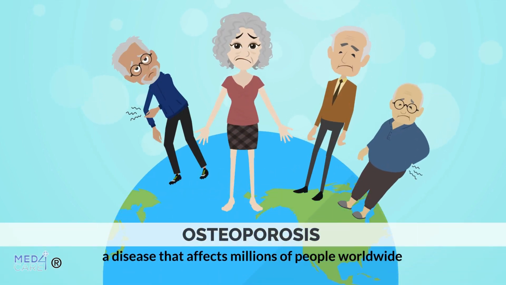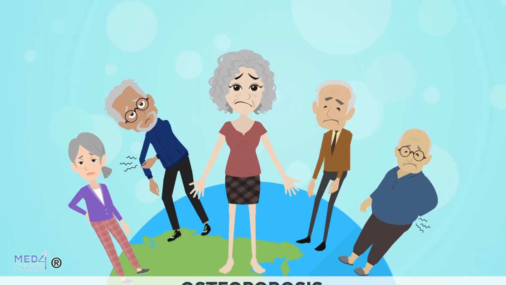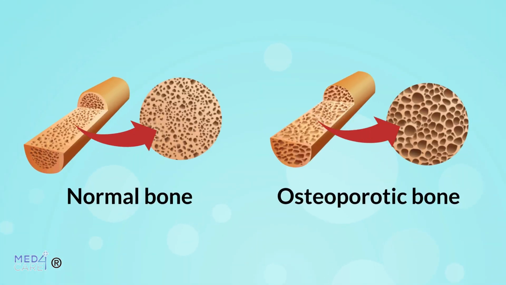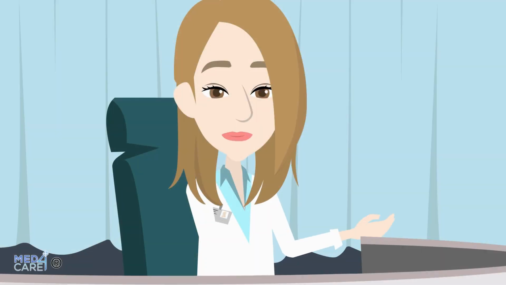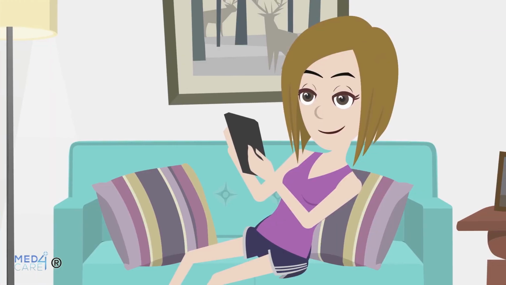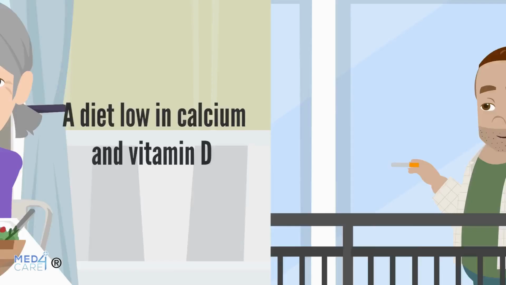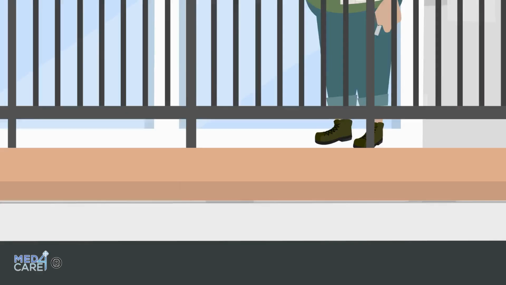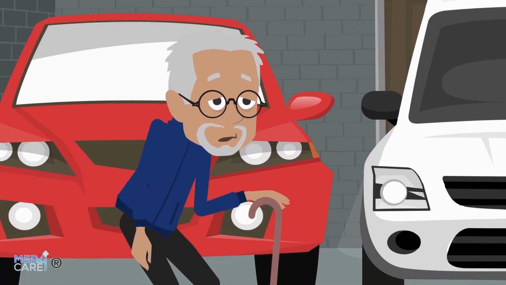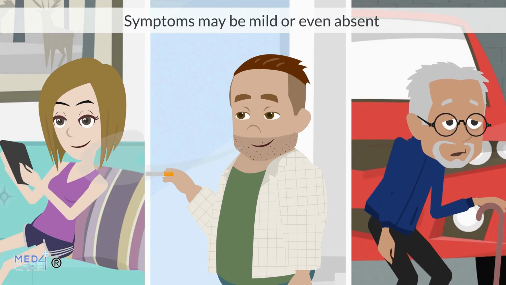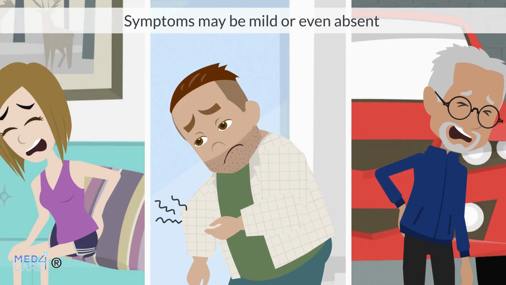Osteoporosis is a disease that affects millions of people worldwide. This condition makes bone tissue more fragile and therefore more susceptible to fractures. But what's the cause of it? Factors such as lack of exercise, a diet low in calcium and vitamin D, smoking, use of certain medications, or aging may contribute to its onset. Symptoms may be mild or even absent, but fractures are a common sign of this chronic disease.